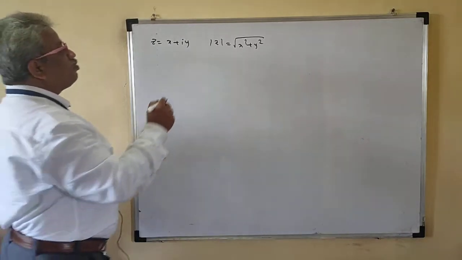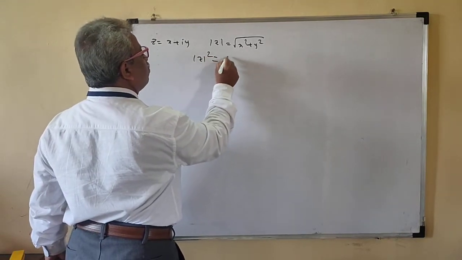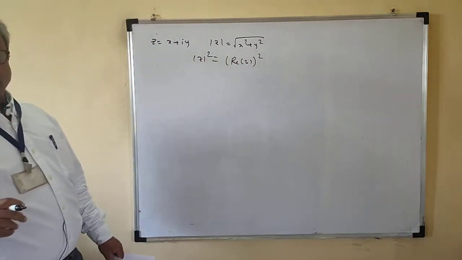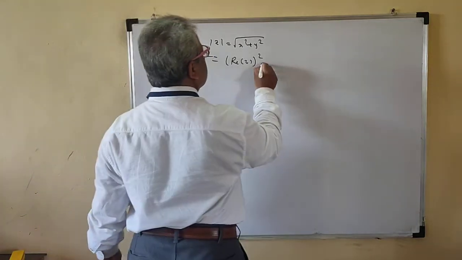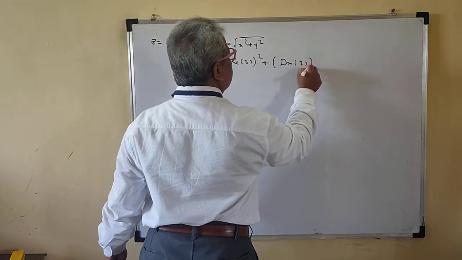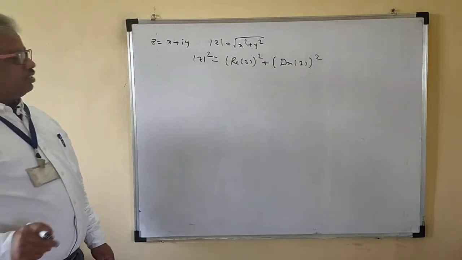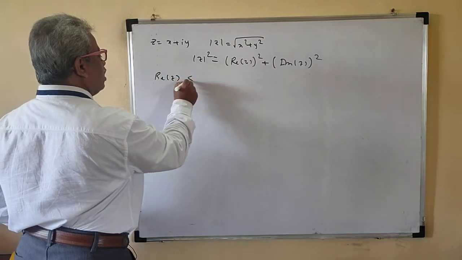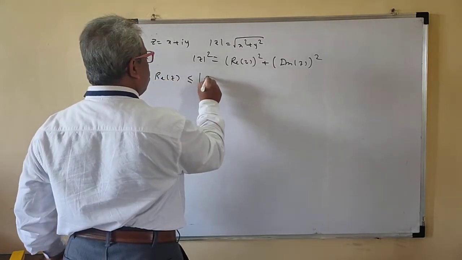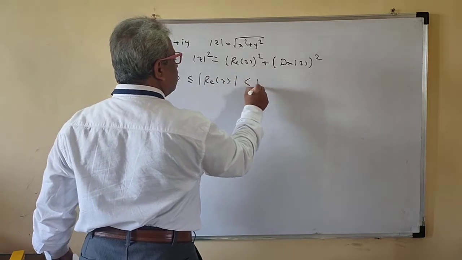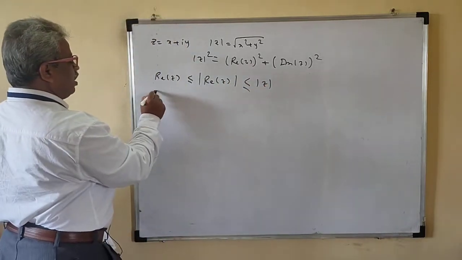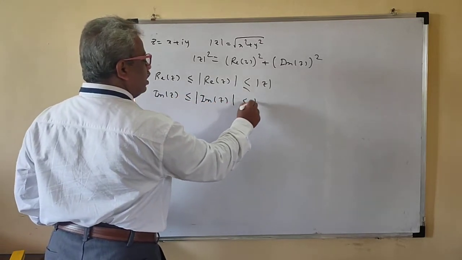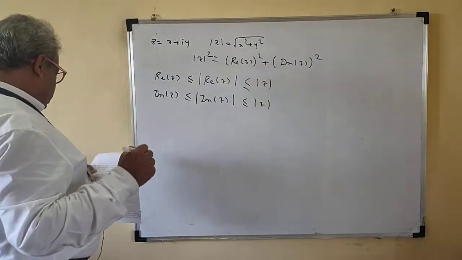So mod z square is equal to the real part of z squared plus the imaginary part of z squared, where x is called the real part and y is called the imaginary part. So this is mod z square. Remember this. Also you should remember that the mod of the real part of z is less than or equal to mod z. Same thing for the imaginary part: the mod of the imaginary part of z is less than or equal to mod z.